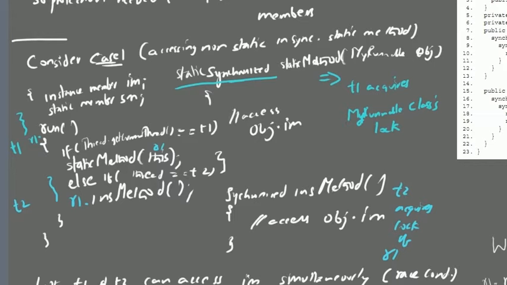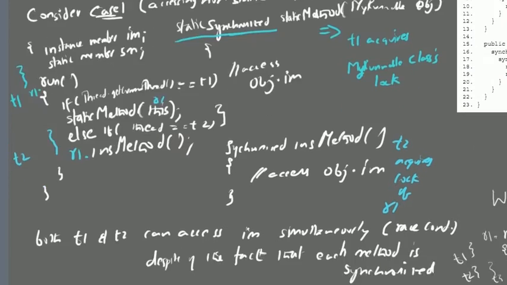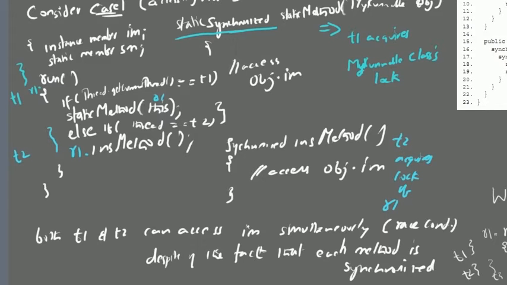Now T1, which is executing this synchronized static method, acquires the class lock, whereas T2 acquires R1's lock, right? So because T1 is executing a static method, it acquires the class lock, and T2, because it's executing an instance method, it acquires R1's lock. So both are valid entries. So T1 would be executing this and T2 would be executing this, right?